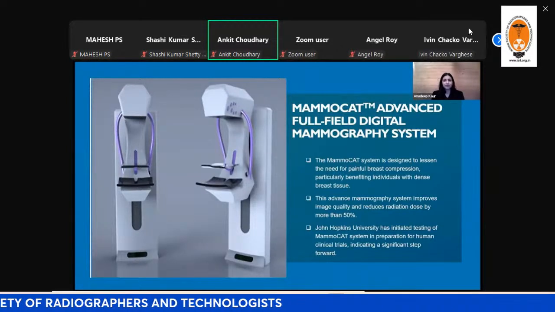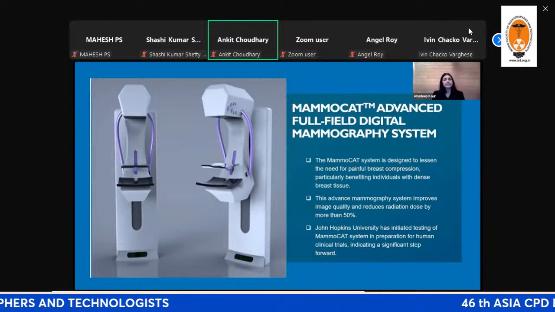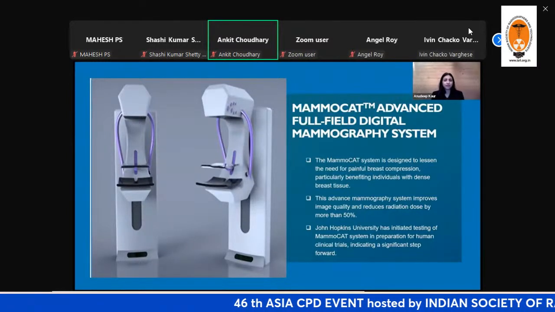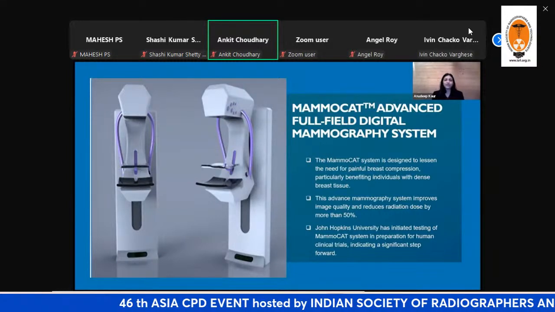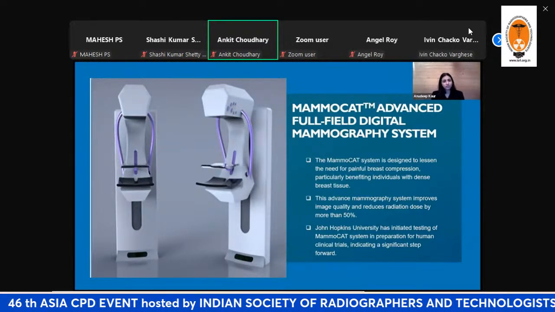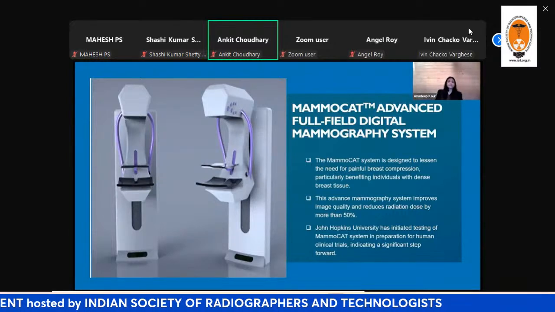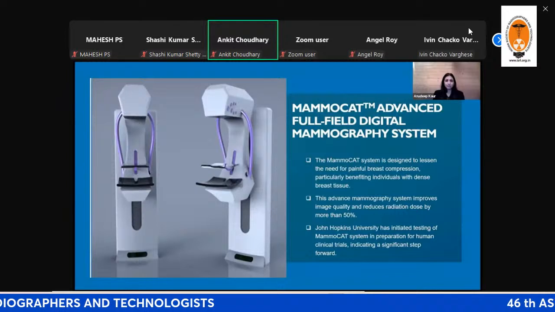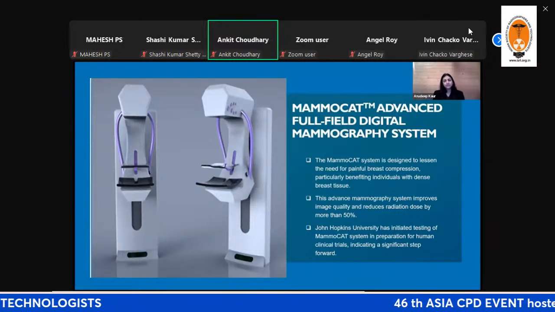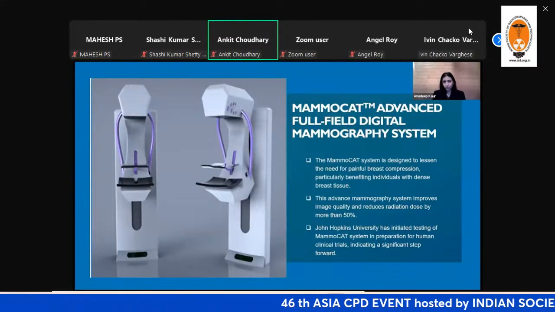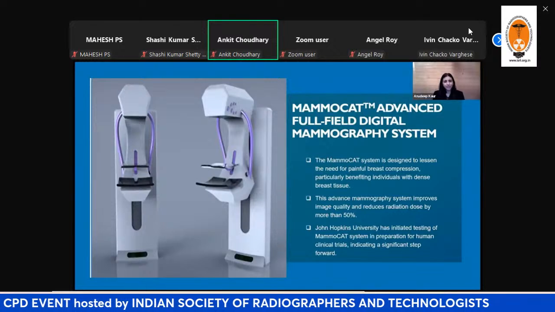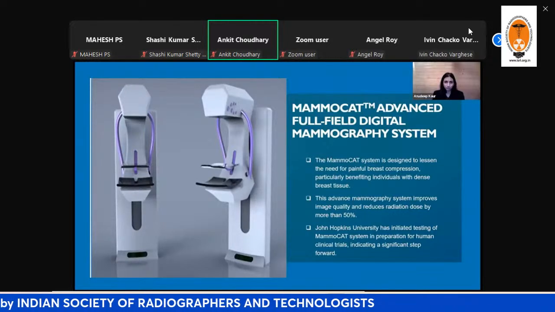In this CAT system, it is designed to lessen the need for painful breast compression by making sure that it has a curve which will define the shape of the breast tissue again. So basically the flat surface where we used to keep the breast is curved, and that surface itself is according to the shape of the breast tissue to hold it in place, right? That way you are able to avoid the motion blur, and the compression applied will be evenly distributed again.